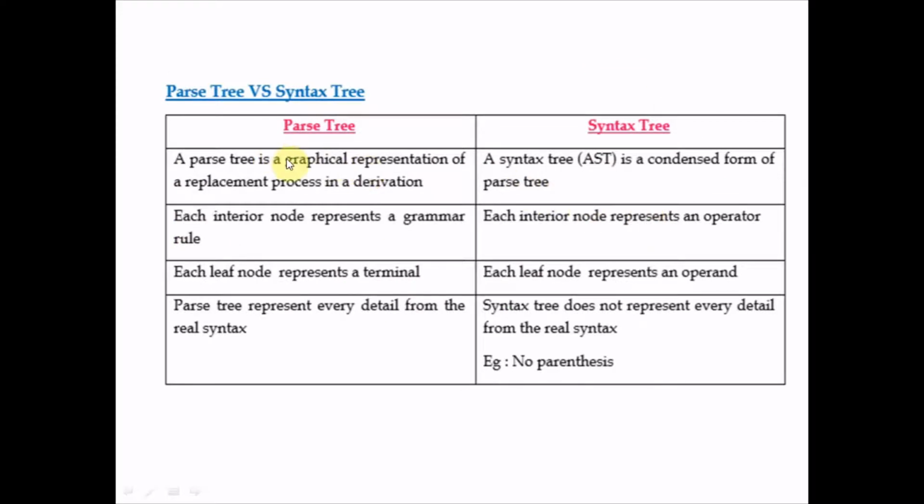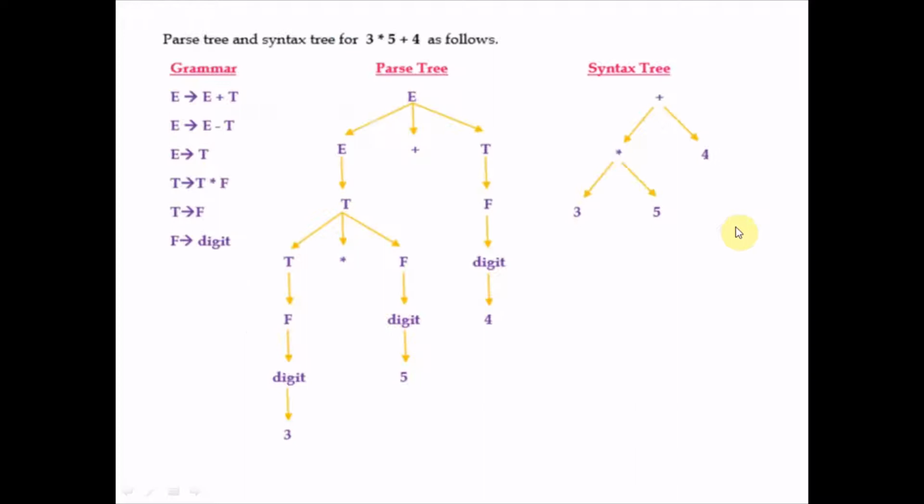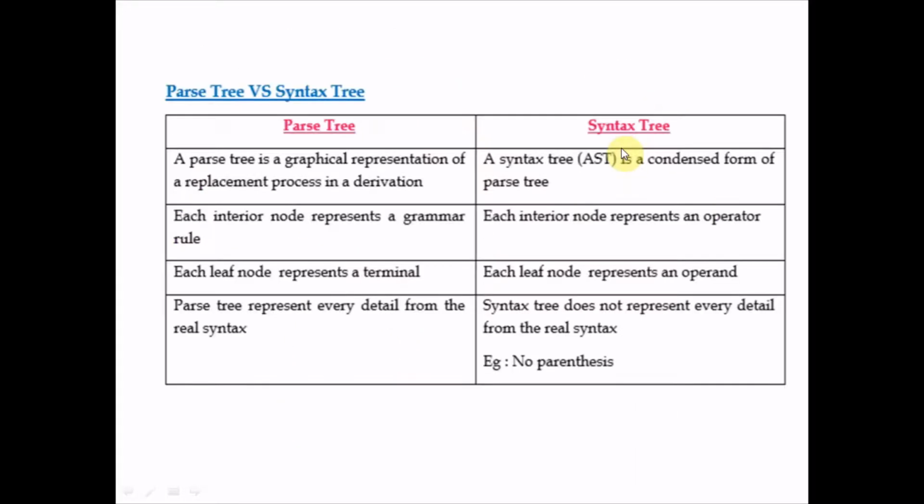So, the differences between a parse tree and a syntax tree. A parse tree is a graphical representation of a replacement process in a derivation, how the productions are applied. In the case of a syntax tree, it is a condensed form of the parse tree. In a parse tree, each interior node represents a grammar rule. In the case of a syntax tree, each interior node represents an operator.